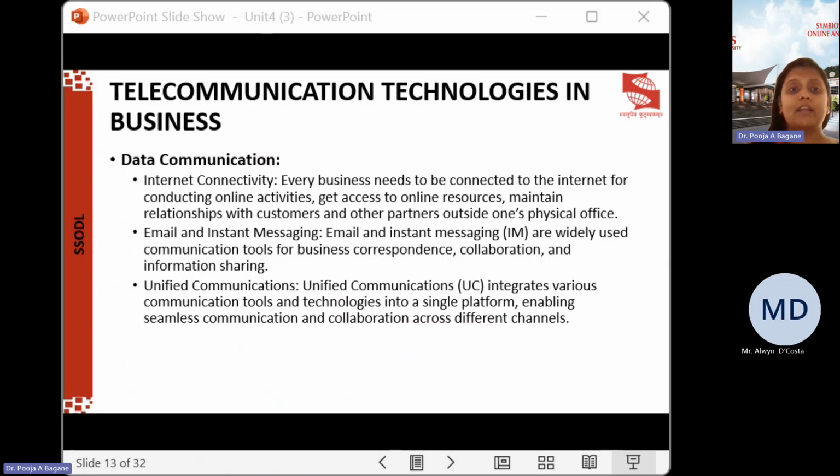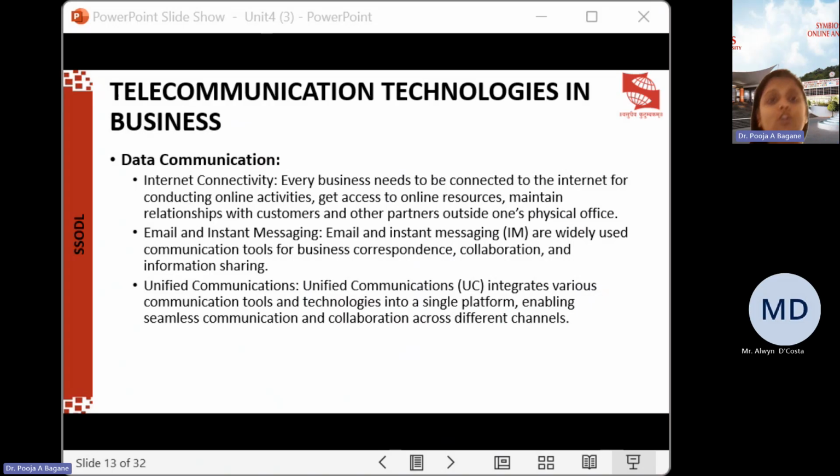Then there is unified communication. Unified communication integrates various communication tools and technologies into a single platform, which enables seamless communication and collaboration across different channels. There are several key components: voice and video conferencing, presence and availability, collaboration tools, and integration with business applications.